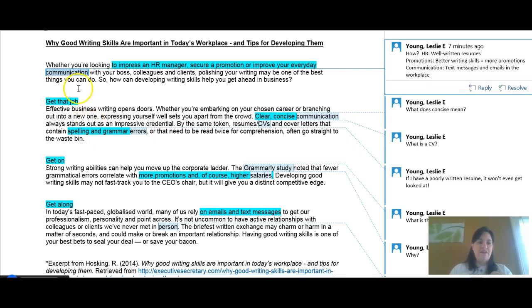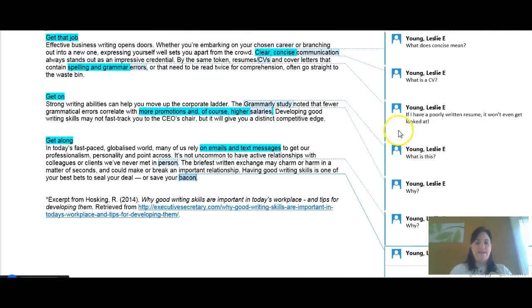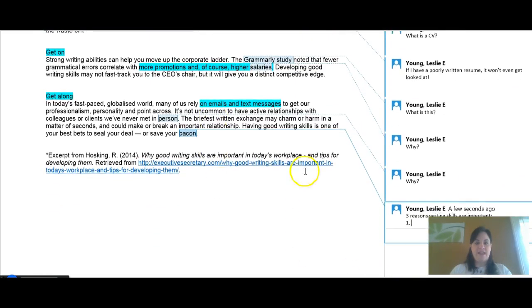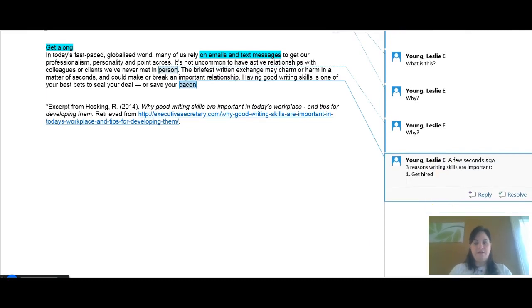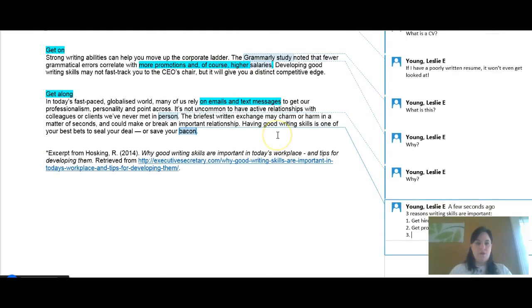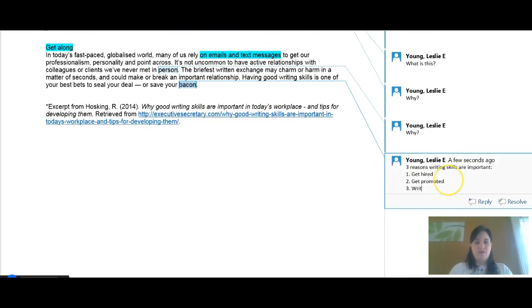Okay. Then I have here I highlighted the 3 reasons writing's important. So I'm going to make another note, which is sort of my summary of the whole document. So we have 3 reasons writing skills are important. And those are, let's see, what was the first one that I highlighted? To get that job, to get hired. The second one was to get on, which was get promoted. And then the third one was get along. And so that was just simply a lot of written communication in the workplace.